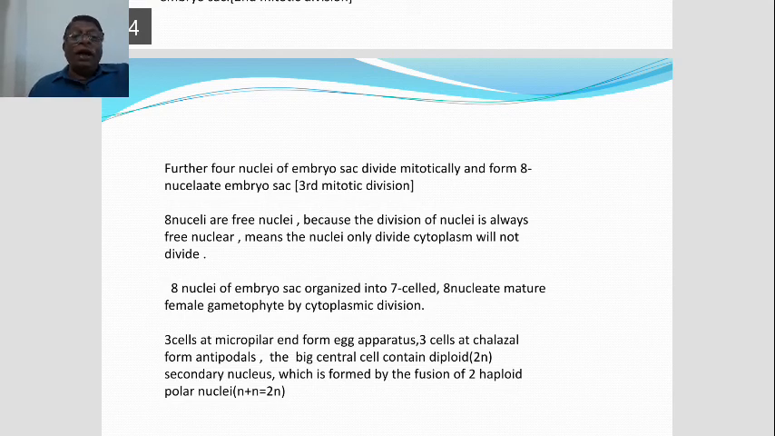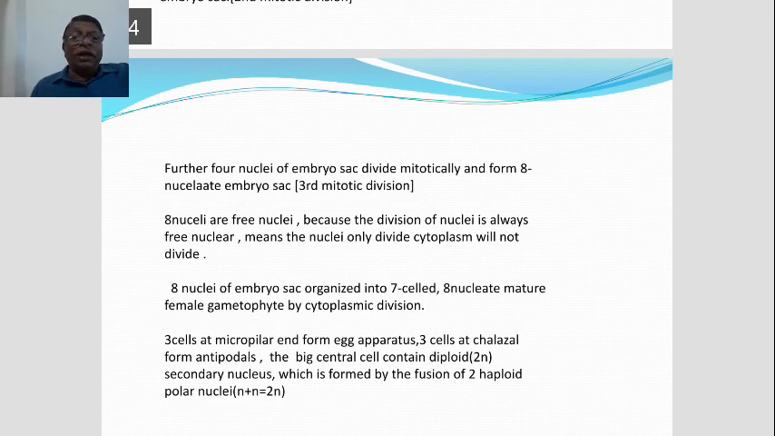Now, the 8 nuclei of the embryo sac at maturity are organized into a 7 celled, 8 nucleate female gametophyte by cytoplasmic division. Very important for NEET. You can see the diagram. 3 cells at the micropylar end form the egg apparatus. 3 cells at the chalazal end form antipodals.